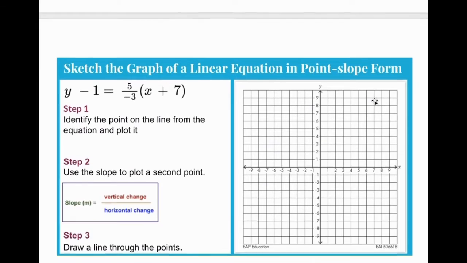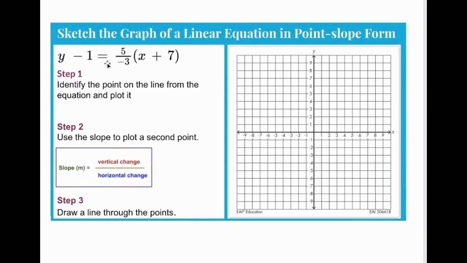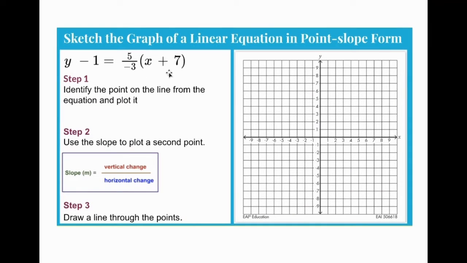Let's say now you're asked to sketch the graph of a linear equation in point-slope form. The equation is y minus 1 is equal to 5 over negative 3 times the quantity of x plus 7. The first thing we need to do is to identify the point of the line from the equation. So again, the formula is y minus y sub 1 is equal to m times x minus x sub 1. The first step is to identify the point of a line from the equation.